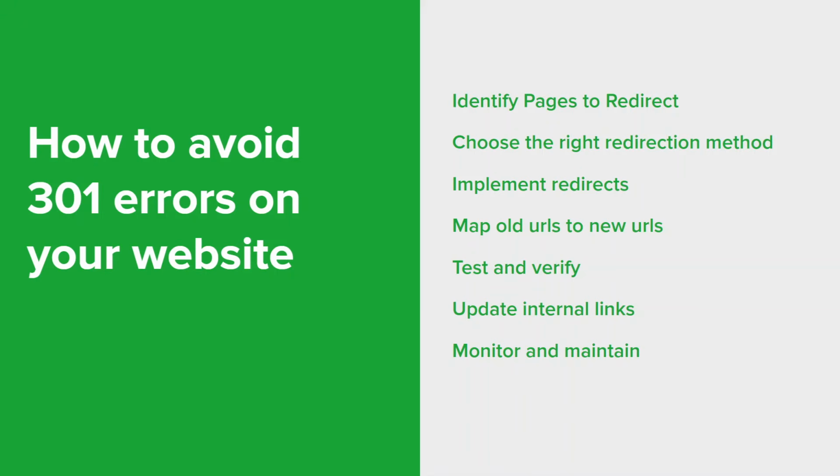If you make further changes to your site structure or URLs in the future, review and update the existing redirects accordingly. Ongoing maintenance ensures a smooth user experience and prevents SEO issues as well. By following these steps, you can effectively handle 301 errors and ensure that users and search engines are seamlessly redirected to the correct and relevant content on your website.